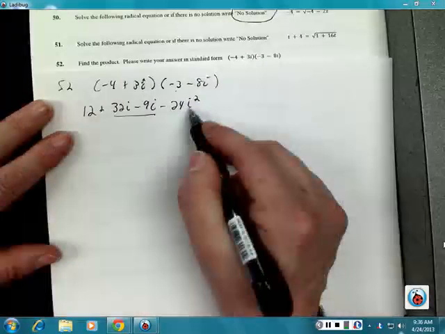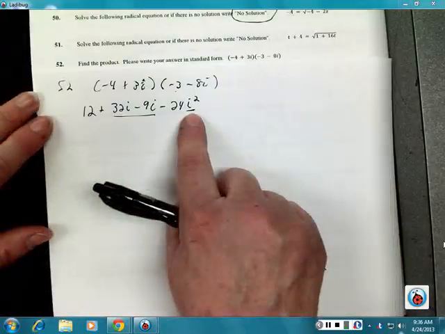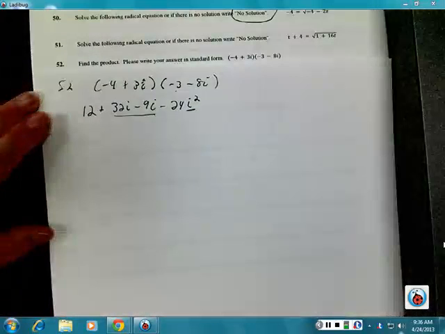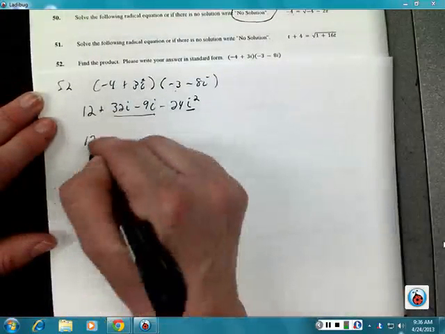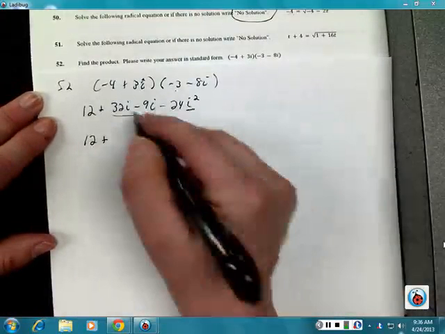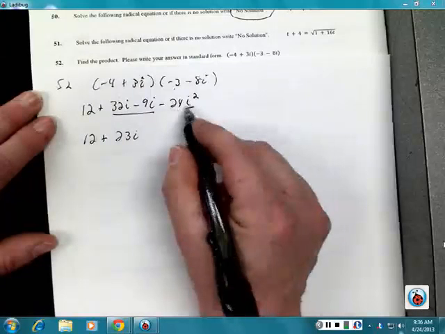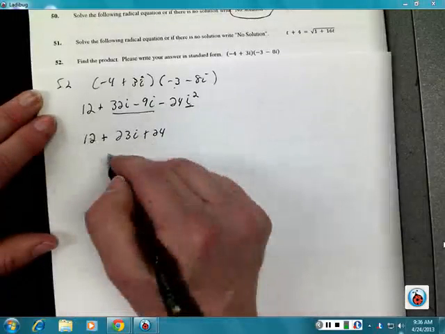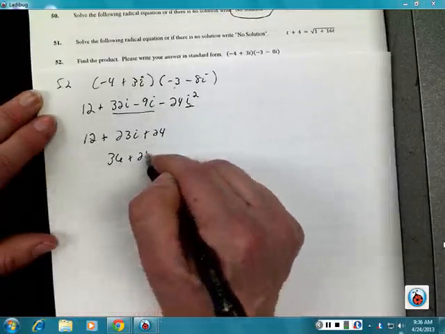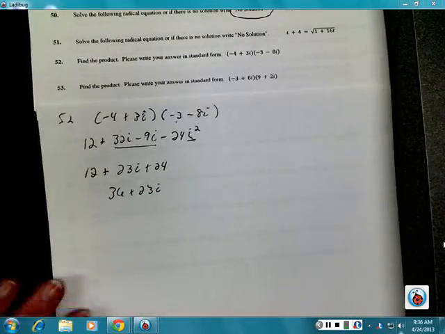Not yet, right? Because I need to stuff my i's together. And I need to take care of that thing. And what's i squared equal? Negative 1, yeah. Negative 1. So, if I put this piece together in the middle, I have 12 plus 32 minus 9 gives me 23i. And a negative 1 times a negative 24 is really plus 24. So now I got to add 12 and 24 together and get 36 plus 23i. And that would be what I have for this one.